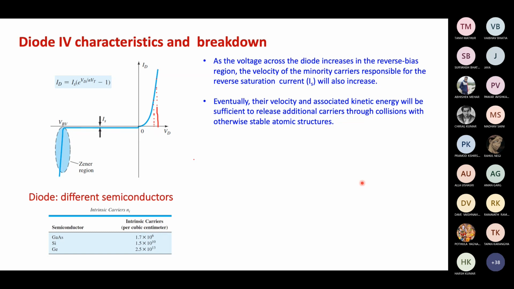The reverse saturation current will decrease in gallium arsenide. Yeah, that's one point. It will decrease, and the reason for that is, Dikshant, what is the reason? Minority carriers will decrease, due to intrinsic carriers. Okay, yeah, that's an interesting point. Yes. Anything else? Anybody else wants to add?